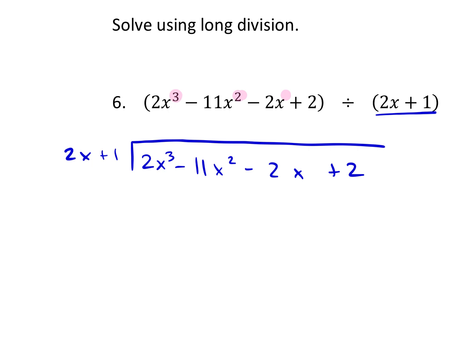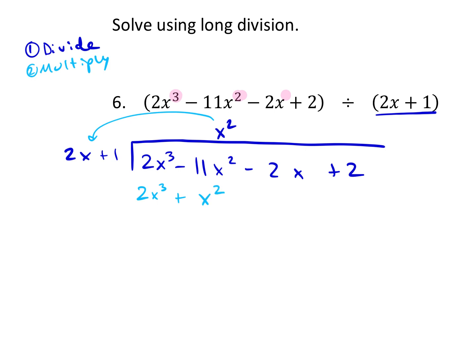If we were missing anything, we'd have to put a 0 in that spot. So when doing long division, step 1 is divide. 2x to the third power divided by 2x would be what? X squared. So I'm going to put that on top of my x squared term. Keep my like terms in line. Step 2 is multiply. So we multiply x squared times everything out front. So we get 2x cubed plus x squared.